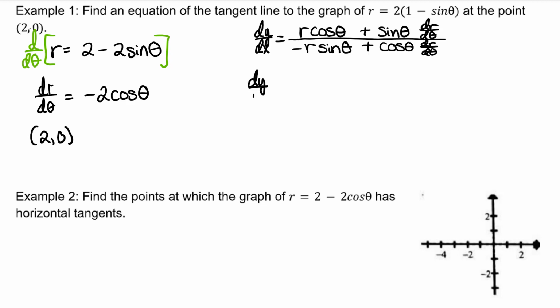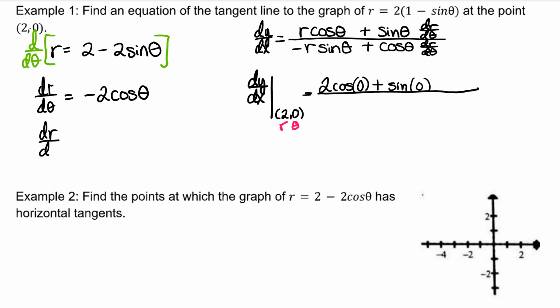Now I'm going to evaluate dy dx at (2, 0). r is 2, theta is 0. dr d theta at (2, 0) is negative 2 times 1, negative 2. So I plug that in for dr d theta.